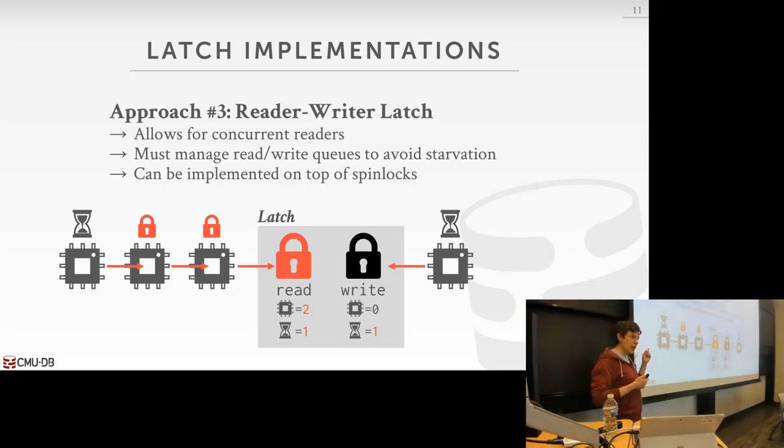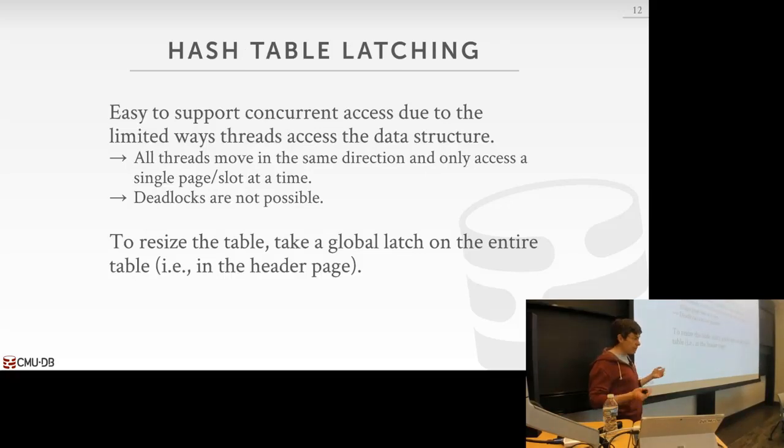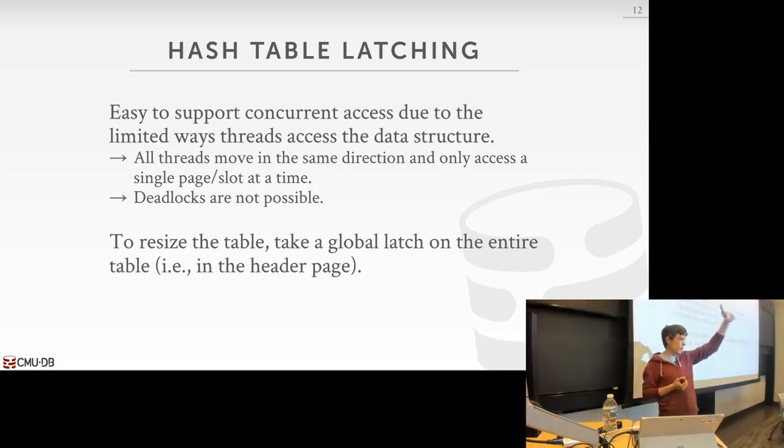All right. So let's now see how we take these latches and actually do something with them. The first one, as I said, we'll first talk about hash tables because this is actually super easy to do. And the reason why it's super easy is because the ways in which threads can interact with our hash table is limited. Meaning, assuming we're doing the static hashing table, the extendable and linear stuff, the dynamic ones, they're a bit more complicated, but the same principles apply here.